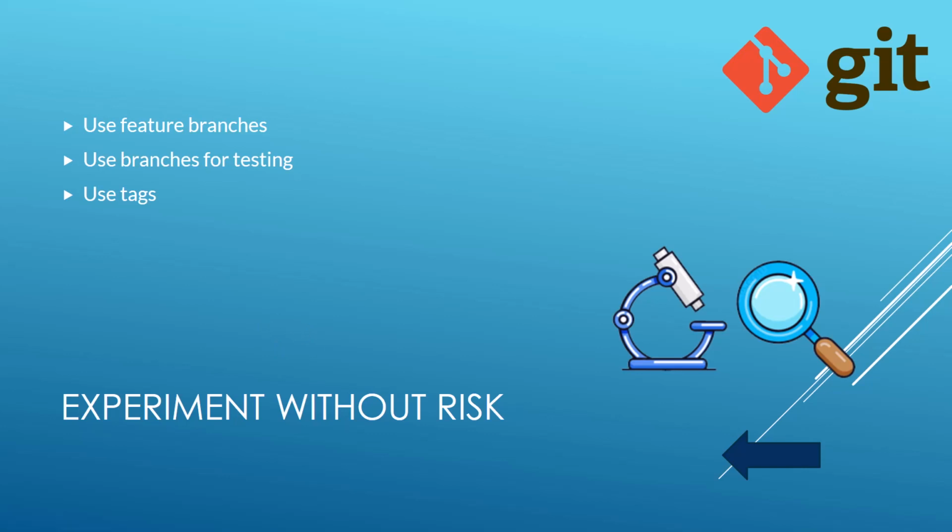Tags can be used to mark specific versions of the code base. This can be useful when experimenting with new features or ideas. You can create a tag before making major changes so that you can easily revert back to the previous version if needed.